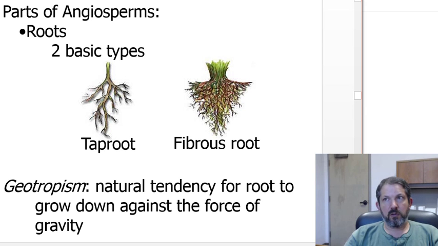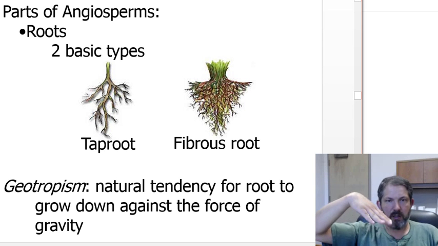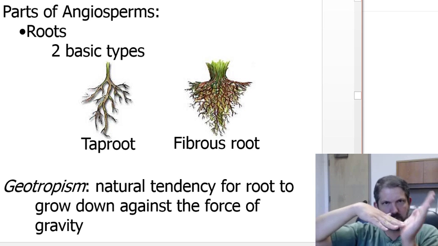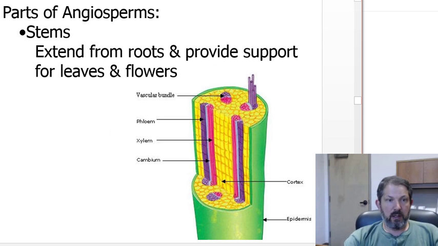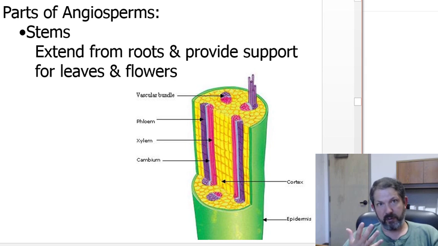And you can experiment with this. You can have a plant planted in a clear plastic cup or something, so maybe you can see the roots, get it growing, and then tilt it on its side and watch how the stem goes up and the roots have to curve down. The stems support the leaves, they extend from the roots. Why have stems? Why have a trunk? Why go up?